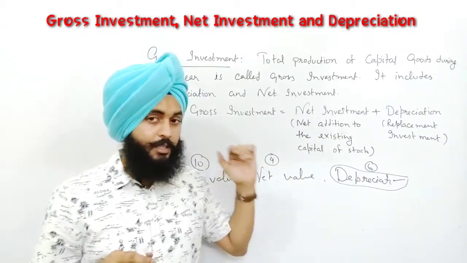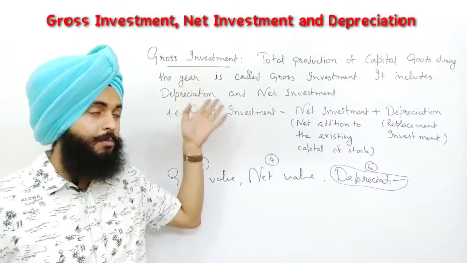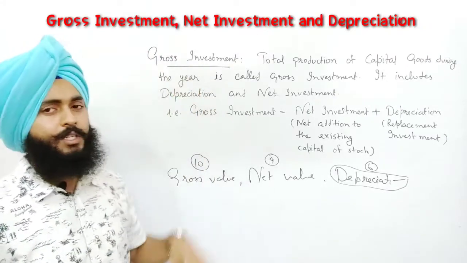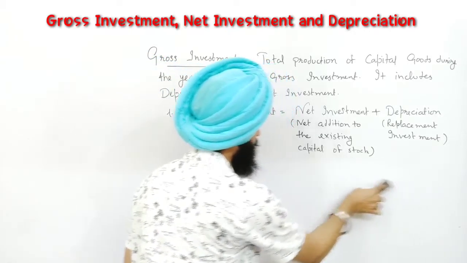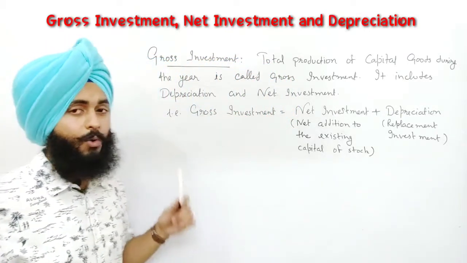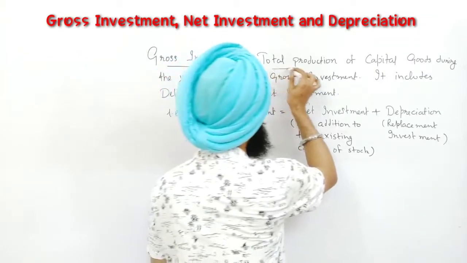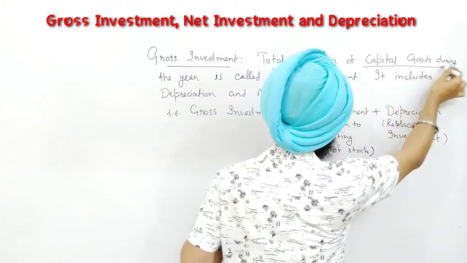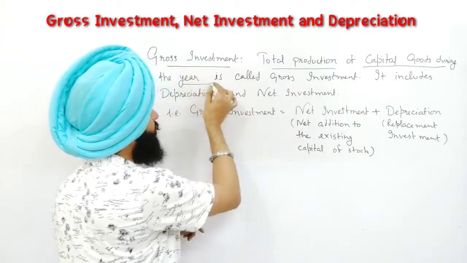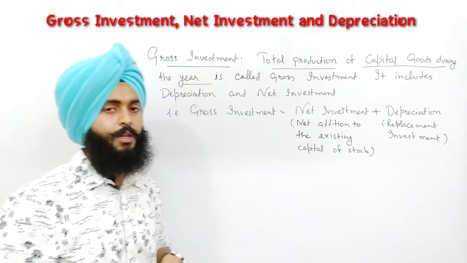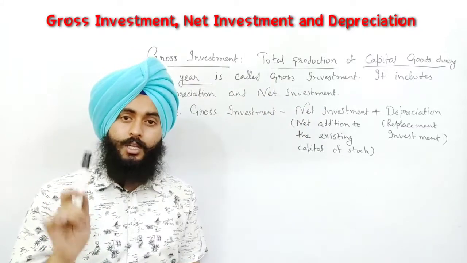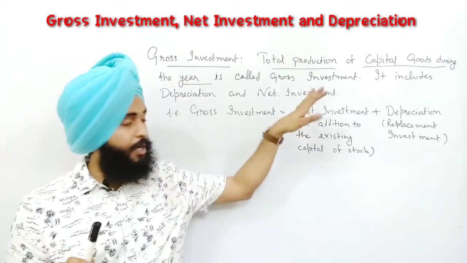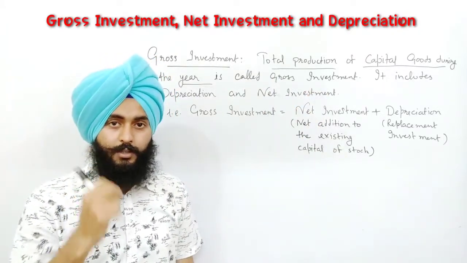Now I'm saying, please, let's come to the main point. Gross investment, net investment and depreciation. In macroeconomics, when we talk about gross investment, we mean the total production of capital goods during the year. That's it. Total production of capital goods during the year. Now, this total production of capital goods includes two things.